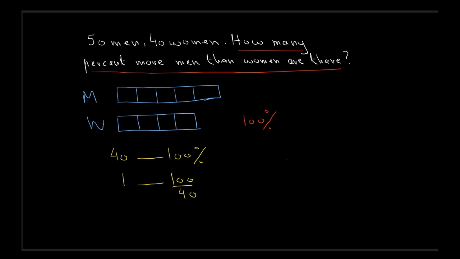And then please note that this difference is just 10. So I want to find out what 10 is as a percentage of 40. So 10 is really 100 over 40 into 10, and this is going to be equal to 25%, as it had to be, because if this is 100%, if these are 4, then each one of them has to be 25%. So there are 25% more men as compared to women.